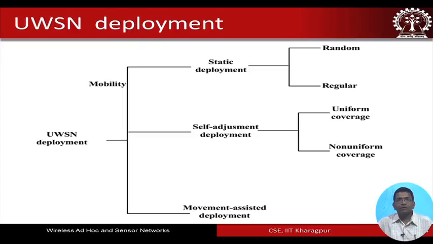So, based on different criteria, the underwater sensor network deployment algorithms can be classified into 3 types: static deployment, self-adjusted deployment, and movement assisted deployment. In static deployment, again you can have random deployment or regular deployment. In self-adjusted deployment, you have uniform coverage deployment or non-uniform coverage deployment, and then you have the movement assisted deployment. So, broadly 3 classes of UWSN deployment: static, self-adjusted, and movement assisted.